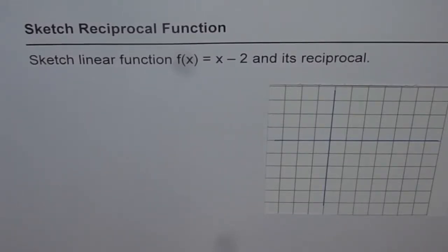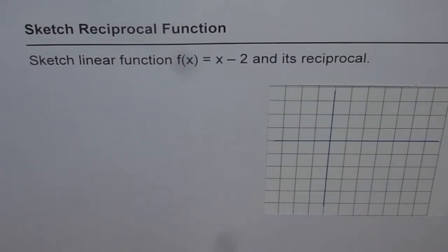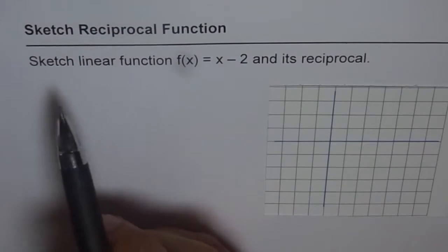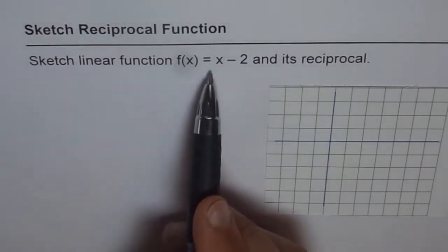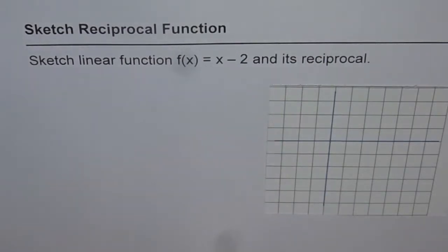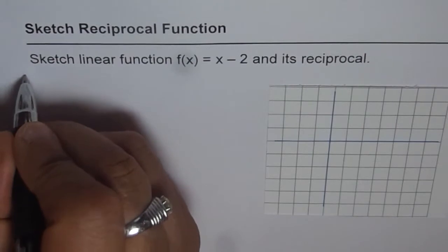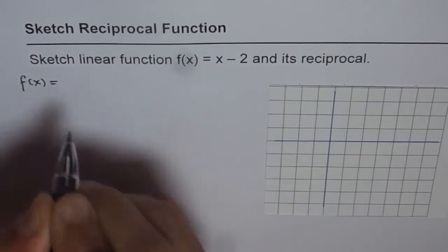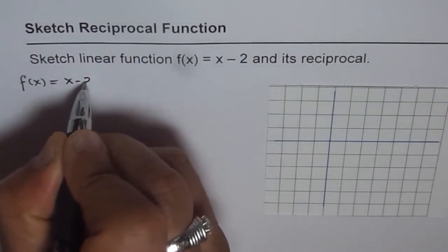Let us understand how to sketch a reciprocal function. In this example, we'll sketch the reciprocal of a linear function. The question is: sketch the linear function f(x) = x - 2 and its reciprocal. In the first part, let us sketch the linear function f(x) = x - 2.